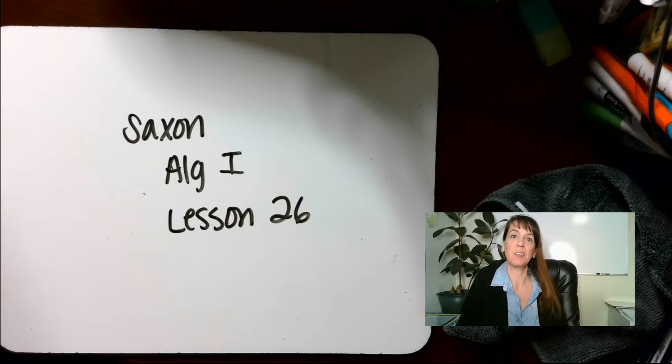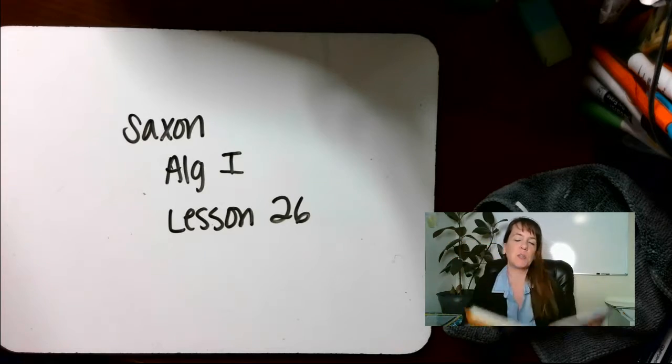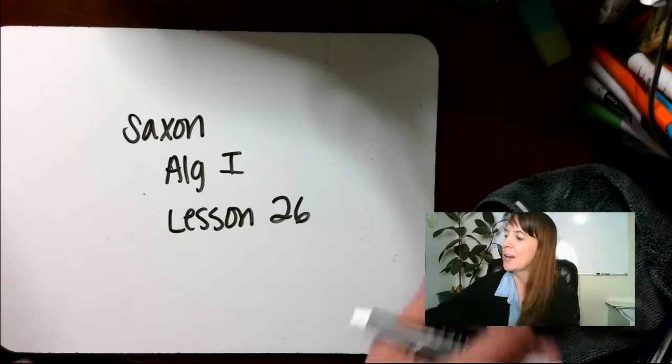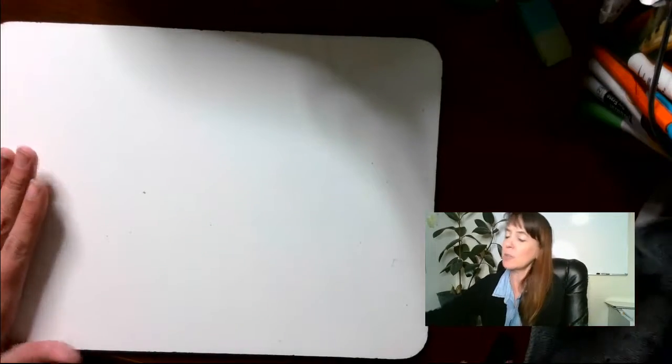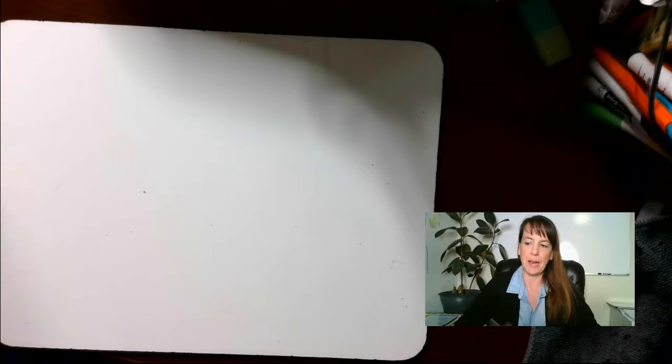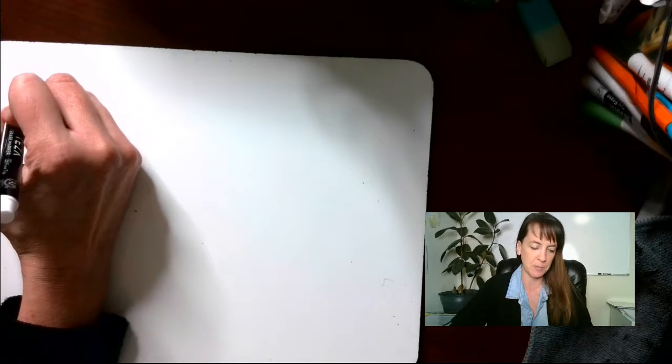For those of you following along at home who are not in my class, Algebra 1, Saxon Algebra 1, 3rd edition. We are on lesson 26 for this group. Lesson 26, we're going to be talking about, like I said, more complicated equations. Page 110 is where I'm at for this lesson. I'm going to do some of those examples and then I'm going to have you do those practice problems.